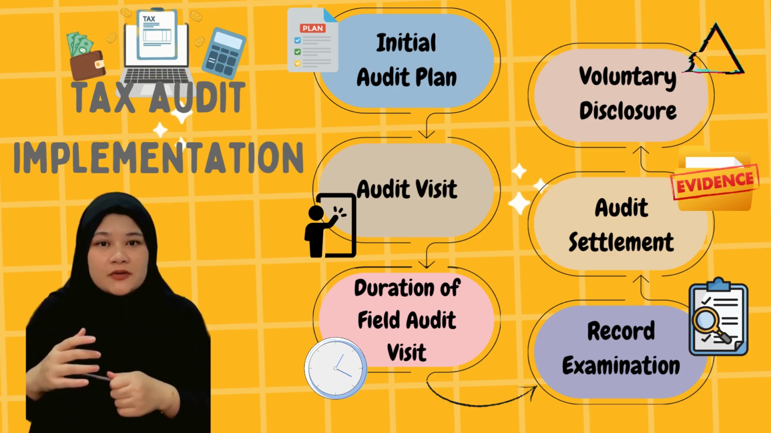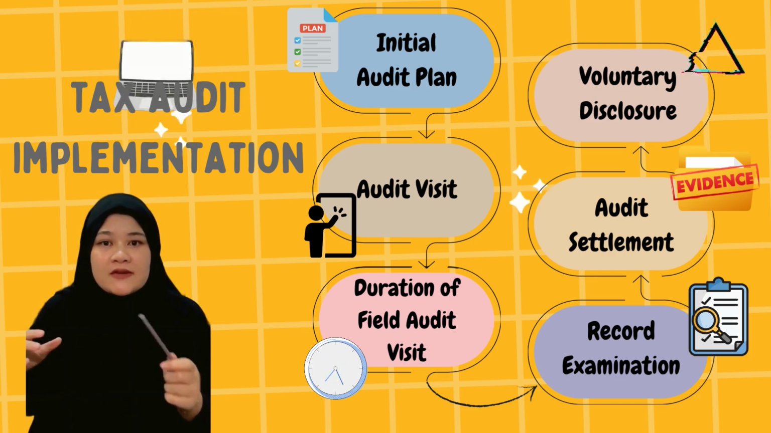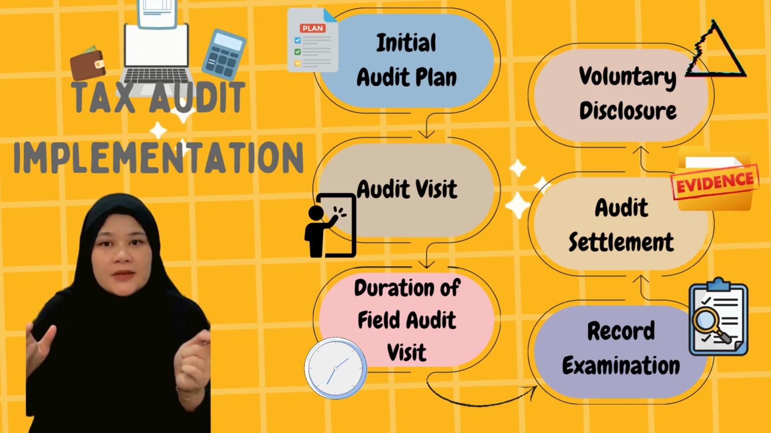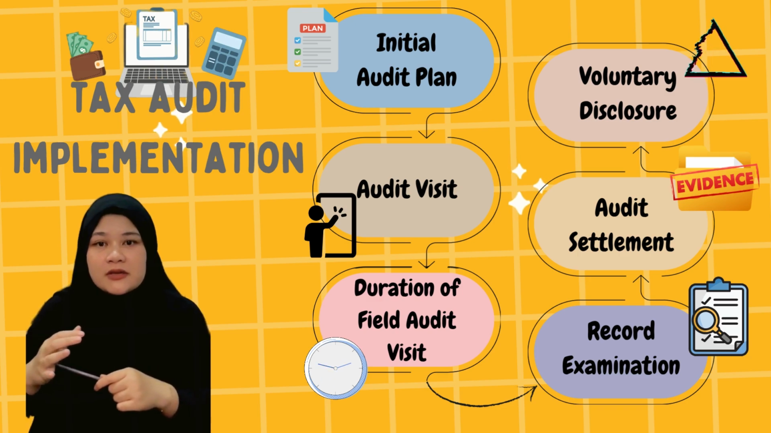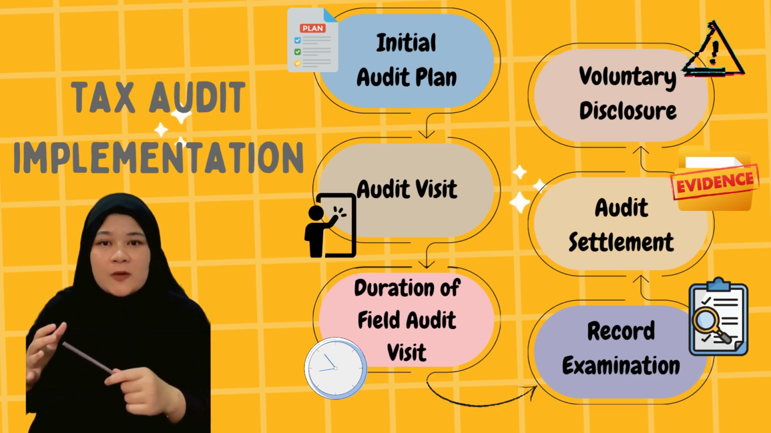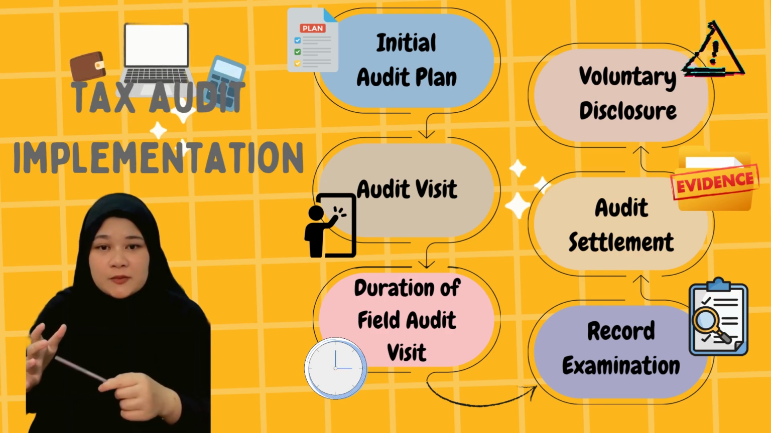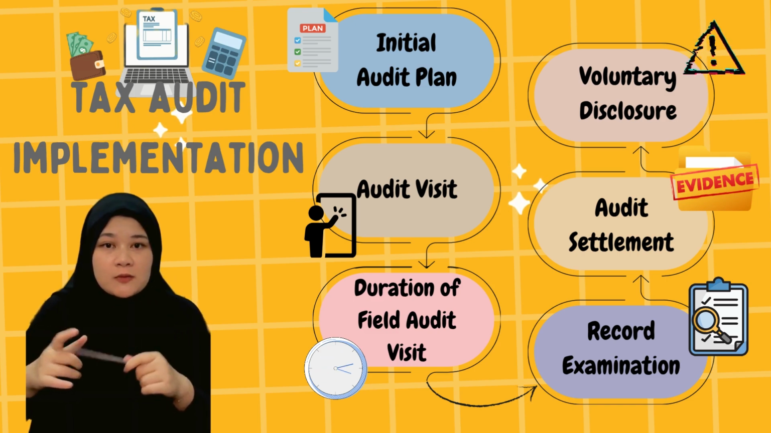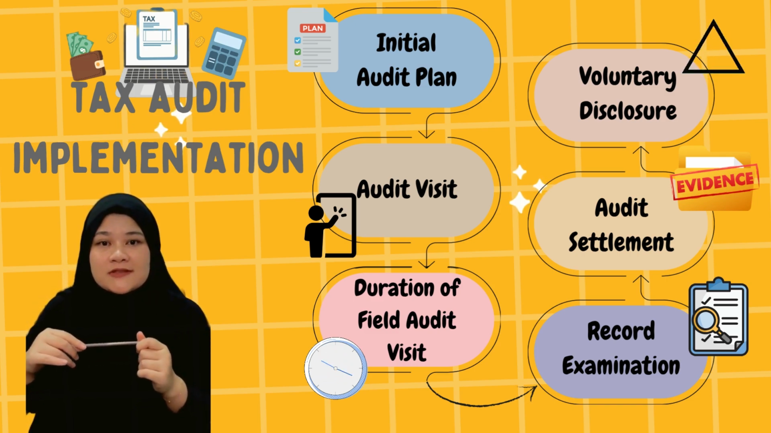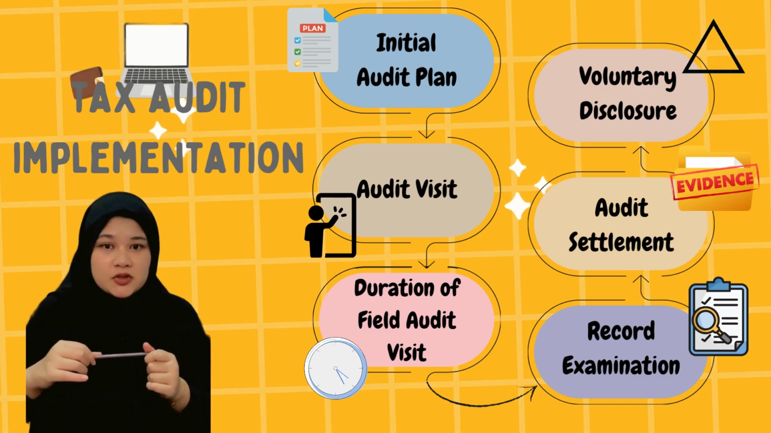Now it is about voluntary disclosure. If you realize you underpaid tax, voluntary disclosure allows correction before an audit begins. You must submit complete amended returns with supporting documents, and this can reduce the penalty. But you must act fast. This option will disappear once audit notices are issued.